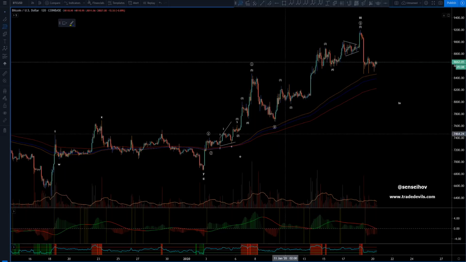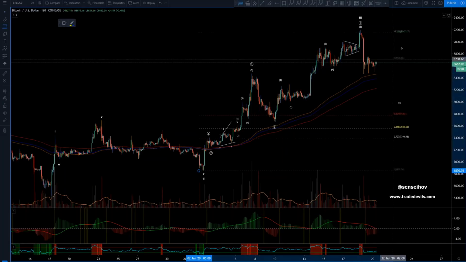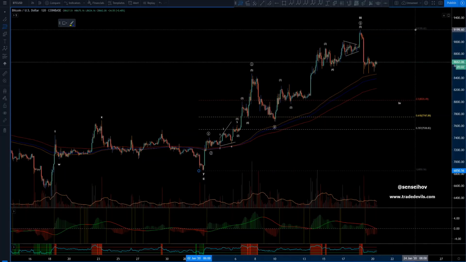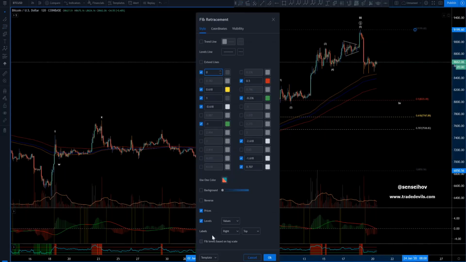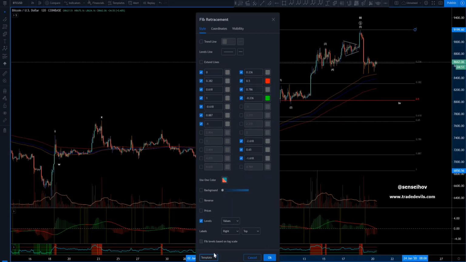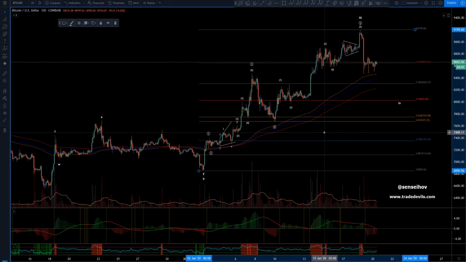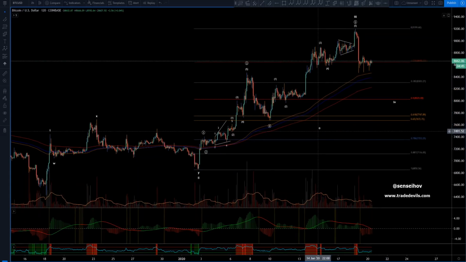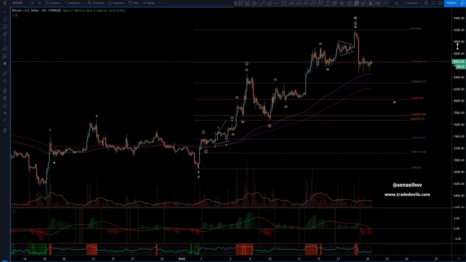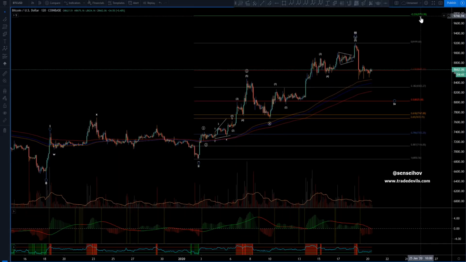You can see what we'll do here is take a fib from our 2 low through our 3 high, and let me change that up for us just to make it a little bit easier to see. No, not that one. There we go. That should make it easier for you to see. So let me zoom out a little bit.